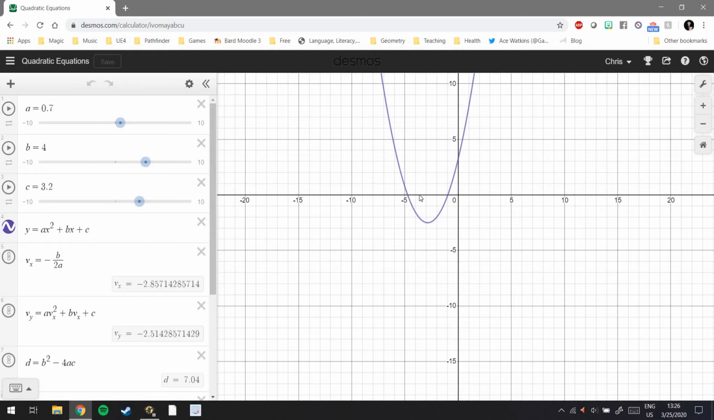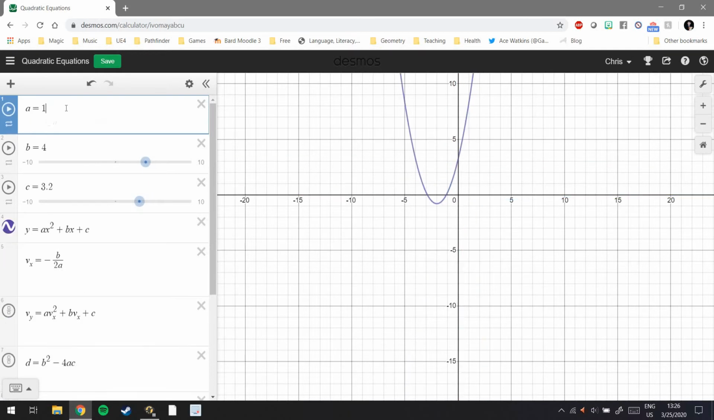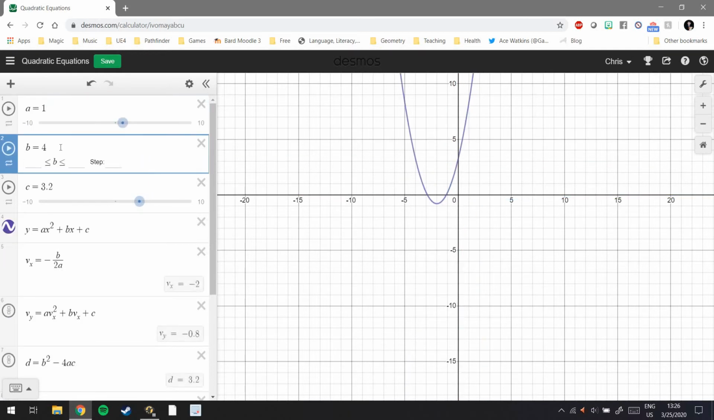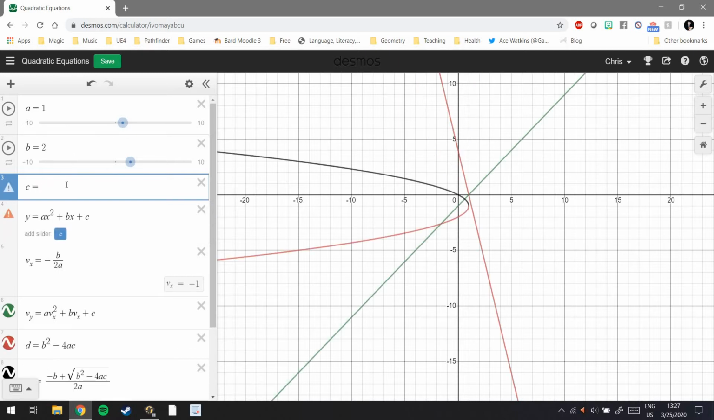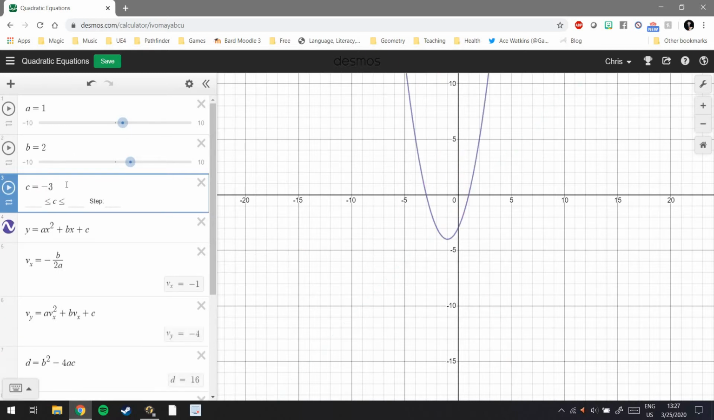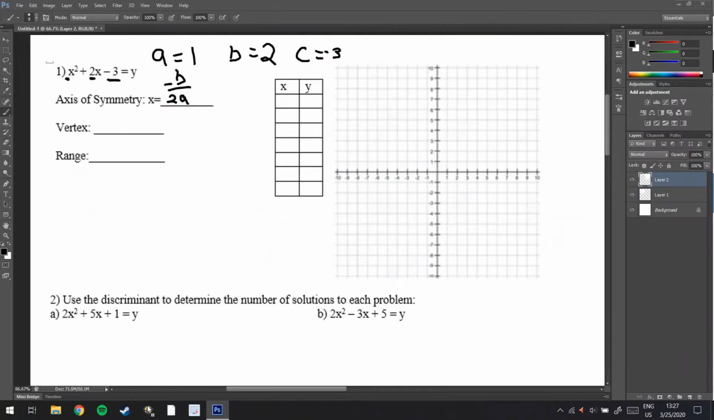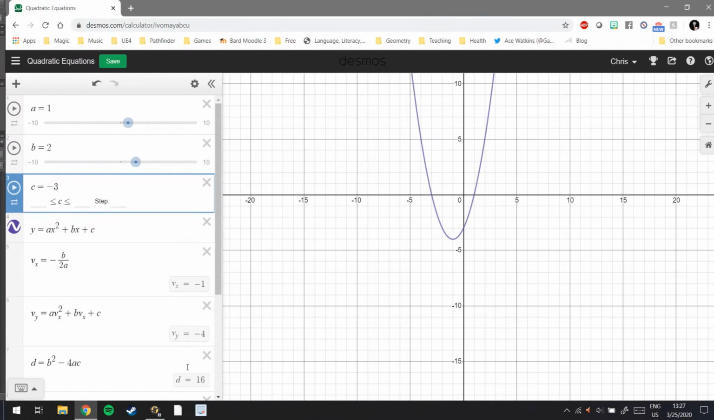So this is Desmos. It's an online graphing calculator. It does really everything you would need it to do. And I have it set up with A, B, and C first. So I'm going to go plug these in. A was 1, B was 2, C was negative 3. I think. And double check. We're good.